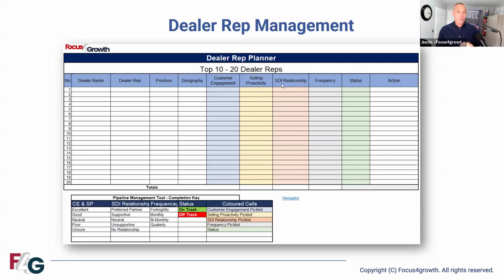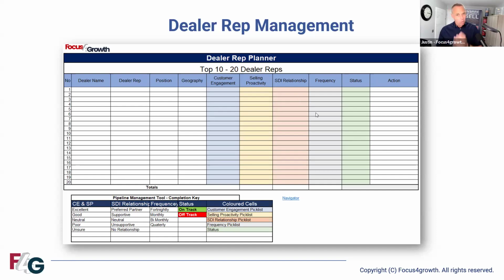Then we've got the relationship with your business. This was an example from a client I was using, but it'd be your business relationship. And that relationship would be, are they a preferred partner? Are they supportive? Are they neutral, unsupportive, or is there no relationship? So we're measuring dealer relationship with that customer, and we're measuring ours or your relationship with that customer as well.